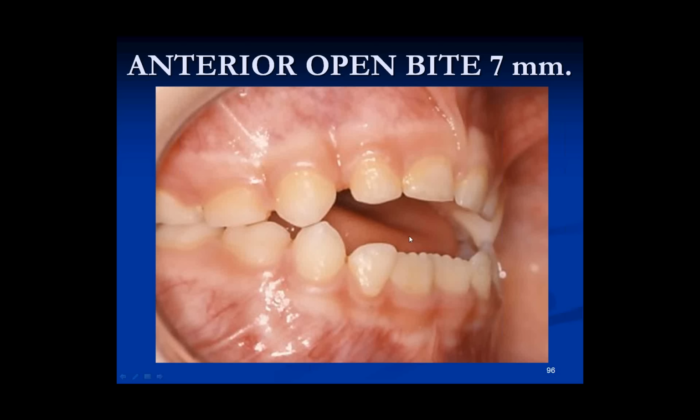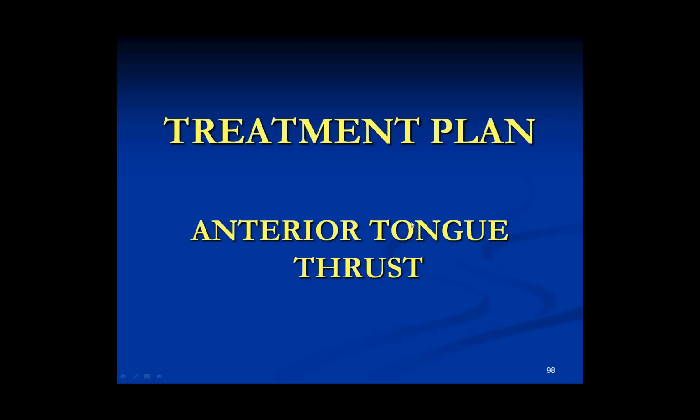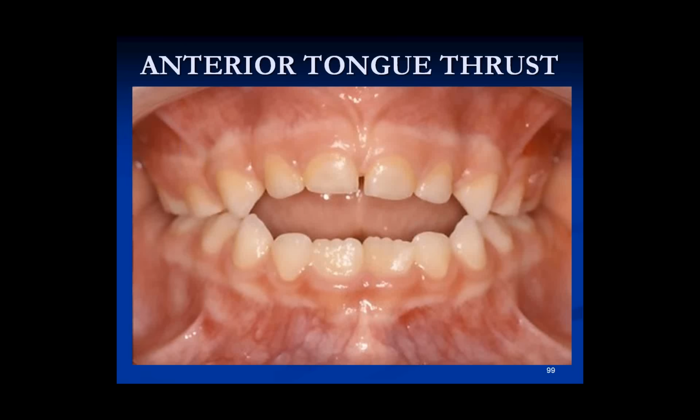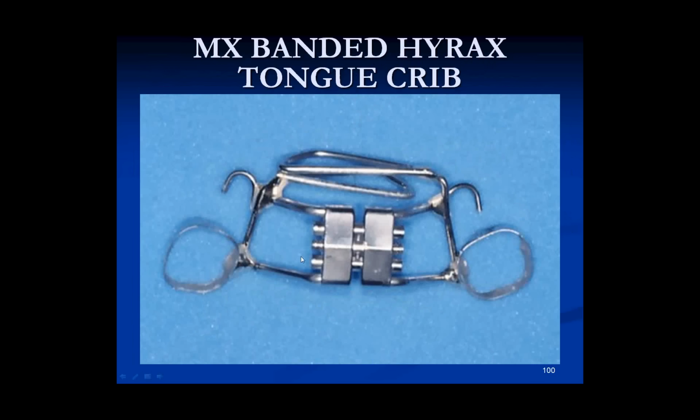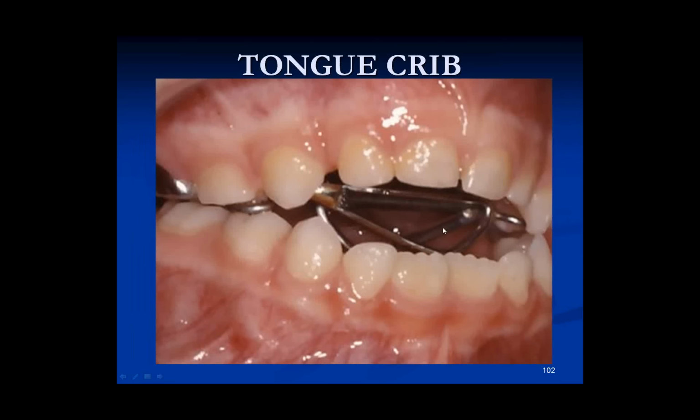If he's putting his tongue between his teeth 2,000 times a day, you're going to have to put a crib in there to stop it. You can't stop that. You've got to put a crib in there. So I'll show you for the anterior tongue thrust, we put a crib in there. We have to have an expansion screw, and we have to have some sort of a crib at the front. So there's the crib at the front to try to close the anterior open bite.